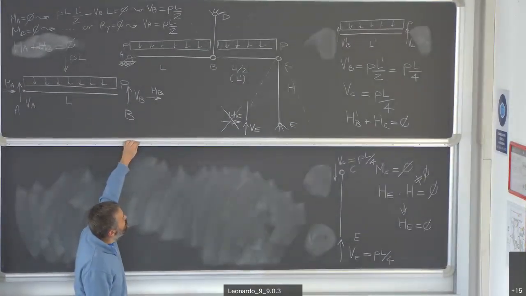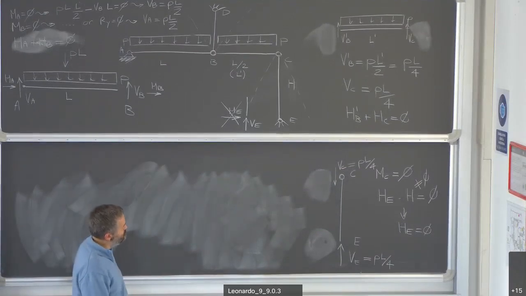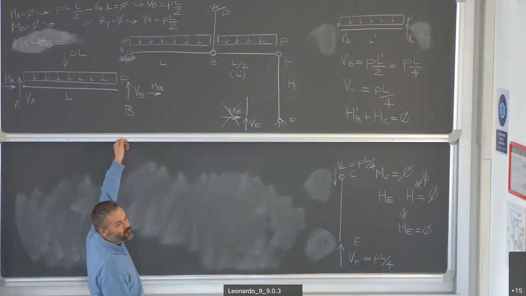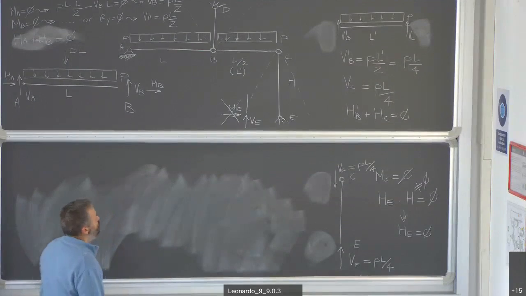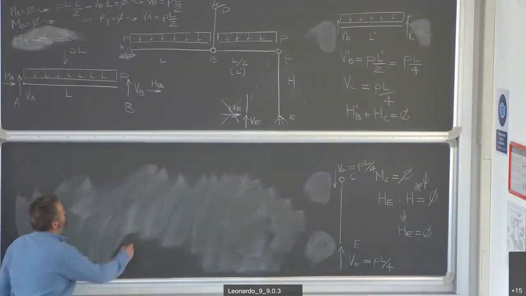Professor, in this case, HB and HA are both 0, right? HB and HA. I didn't say anything about HA. But they should be. Wait, shouldn't they? Because this tie is the same as that tie. No spoiler, please. Now we go to the tie.